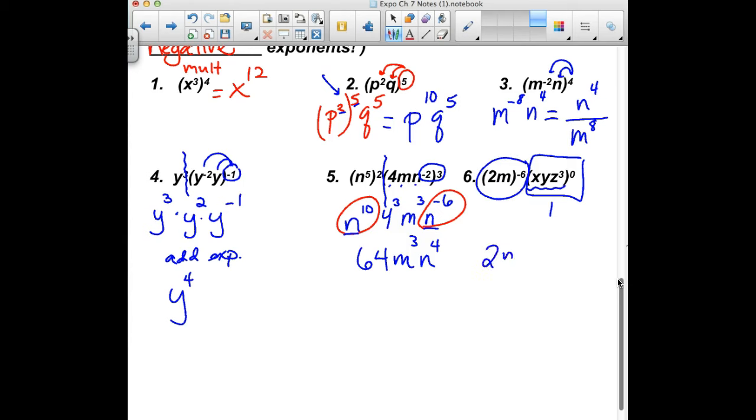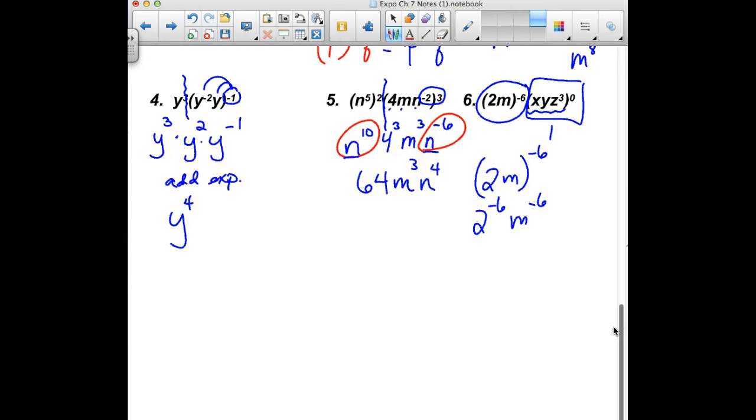So we have 2m quantity to the negative 6. We want to distribute that power to both pieces. And since they both have negative exponents, they are going to flip and do the reciprocal. So we're going to have 1 over 2 to the 6th and m to the 6th. Now, we can figure out 2 to the 6th. Again, it's a fairly small number. 2 times 2 times 2 times 2 times 2 times 2 is 64m to the 6th.